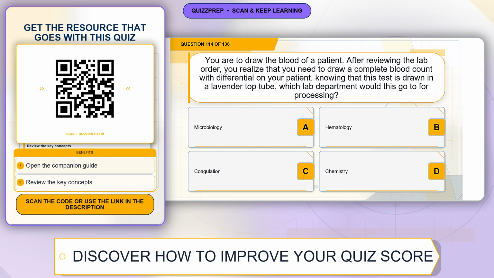Question 114. You are to draw the blood of a patient. After reviewing the lab order, you realize that you need to draw a complete blood count with differential on your patient. Knowing that this test is drawn in a lavender top tube, which lab department would this go to for processing?